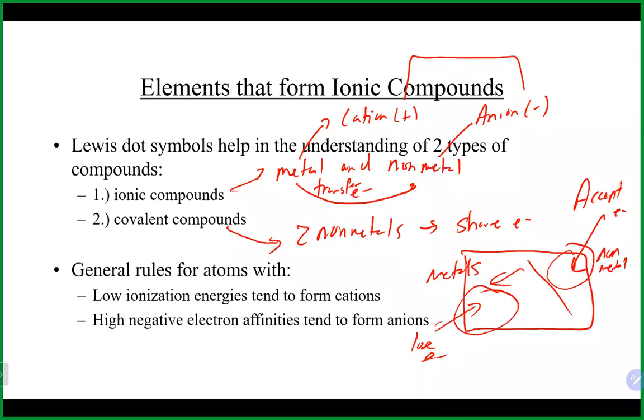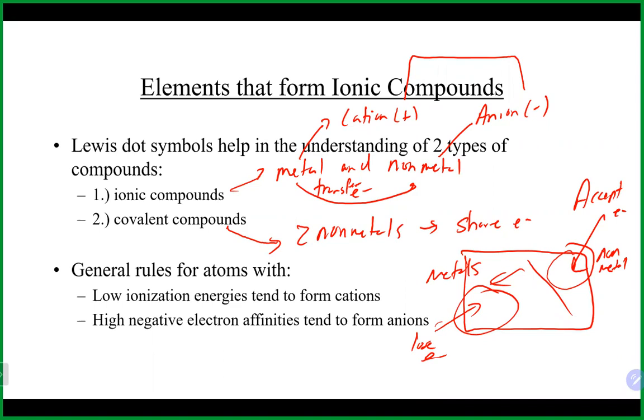So what happens when we get a metal and a nonmetal together is, because of the very big differences in their periodic trends, the metal wants to lose their electrons and the nonmetal goes, perfect, I would like to take some electrons from you. They work really well together, and we get that transfer of electrons that happens.